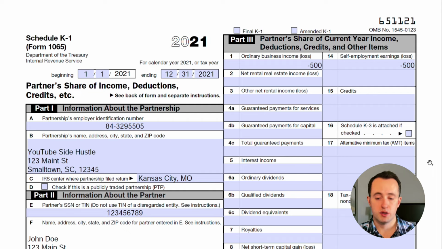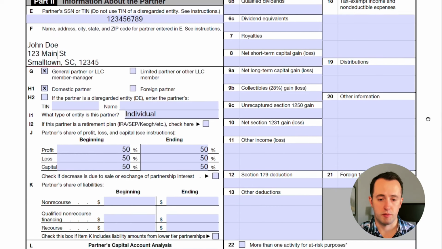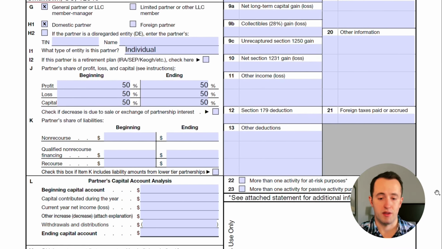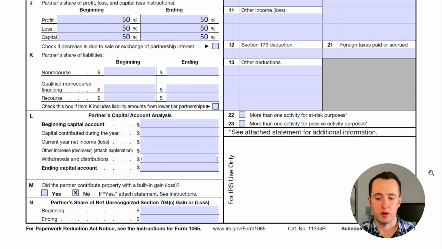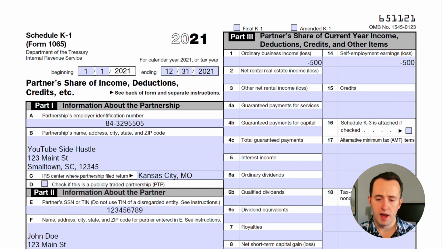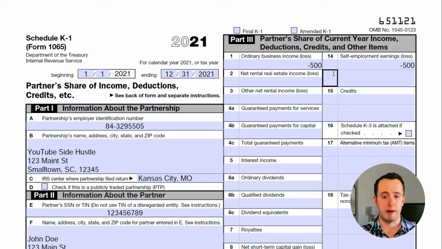The rest of these items, so long as you're not really invested in real estate or you don't have any sort of stocks that you're issuing from your partnership, none of these are going to be required to fill out. So 2, 3, basically all the way through the rest of the page, none of these items are going to be required to be filled by you. And at this point, you're going to be done. So you can just issue this to each of the members of your partnership.